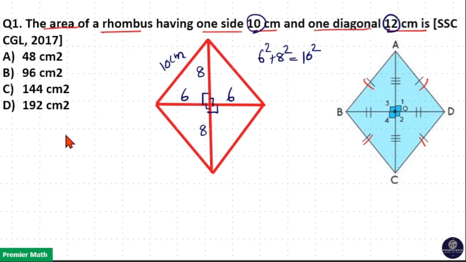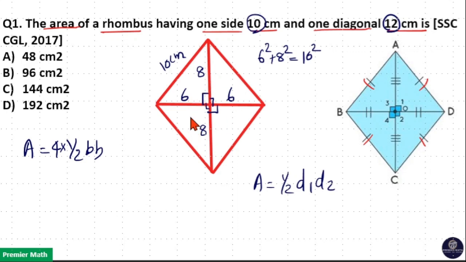Now, if you want to find out the area, you can use the formula, that is, area of rhombus is half d1 d2. Or if you don't know this formula, just consider this rhombus as four right angle triangles. So, for one right angle triangle, area is equal to half base times height. Like this, there are 1, 2, 3, 4 right angle triangles. And for each right angle triangle, base and height are the same, that is 6 and 8. That means this is equal to 4 into half into 6 into 8.